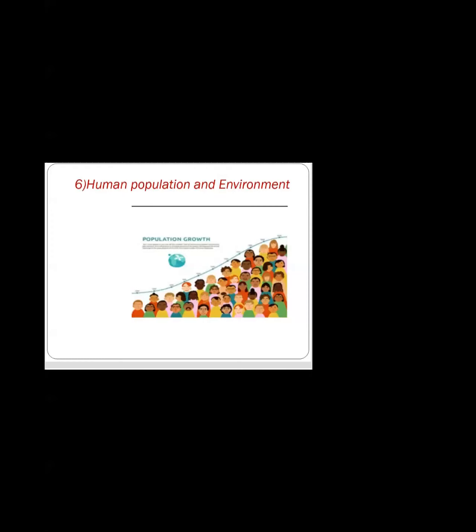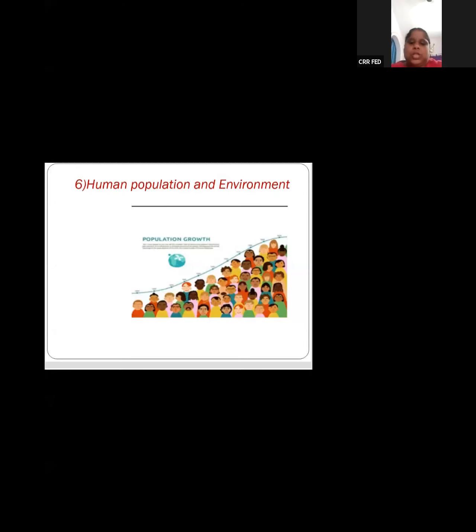It gives information about natural resources, ecosystem, biodiversity, and human population and environment. Environmental studies also gives information about human population and environment. We have to know about human population growth, how population growth is affecting us. If more and more people are present in any family, the resources are not abundantly utilized by those people. Okay, they become scarce.